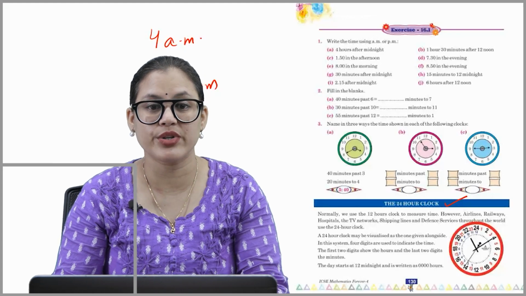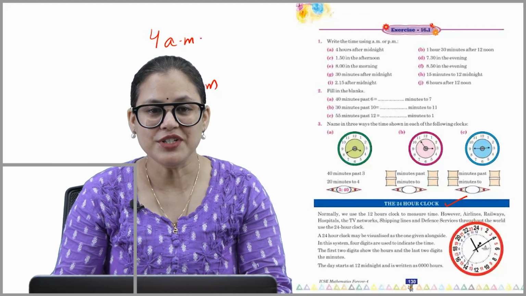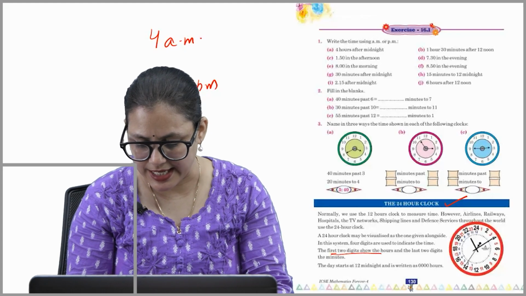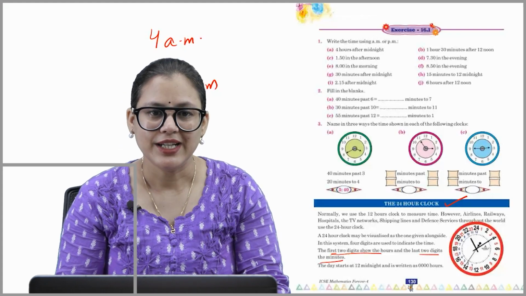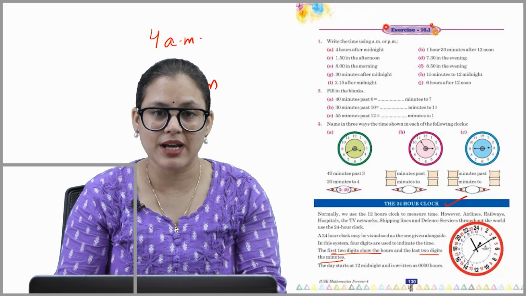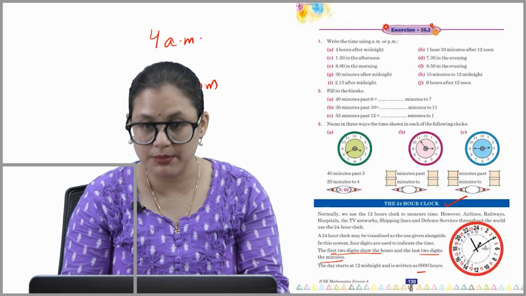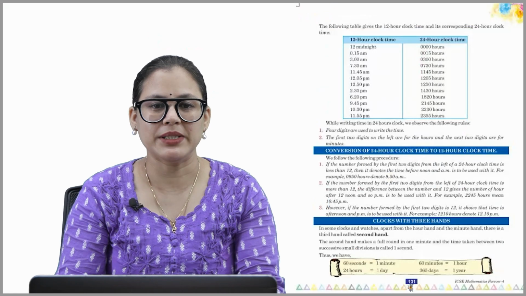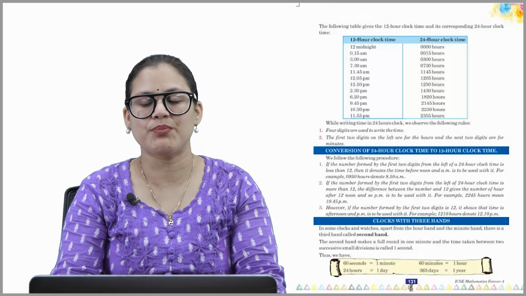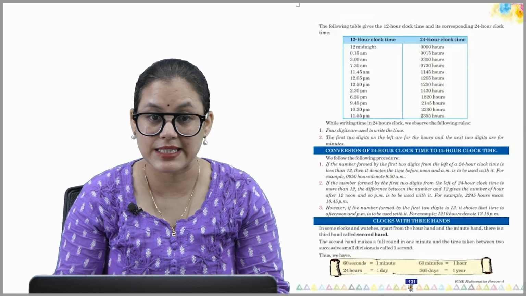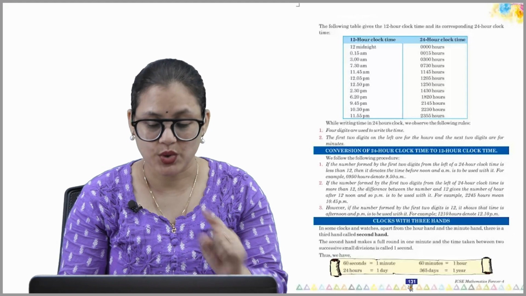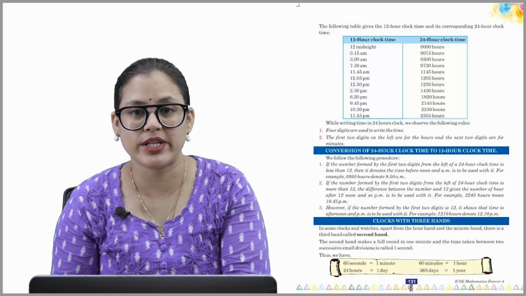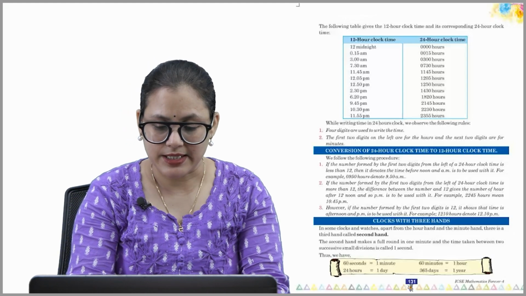In this system, 4 digits are used to indicate the time. The first 2 digits show the hours, and the last 2 digits show the minutes. The day starts at 12 midnight and is written as 4 zeros, 0000 hours. Now the following table gives the 12-hour clock time and its corresponding 24-hour clock time. See, 12-hour clock time, 12 midnight, and we write 0000 hours in 24-hour clock time.